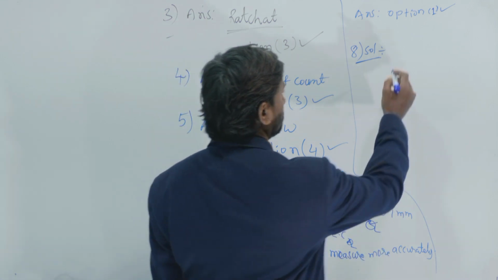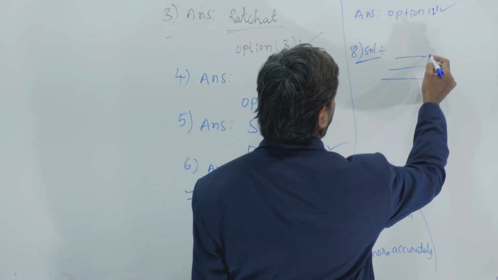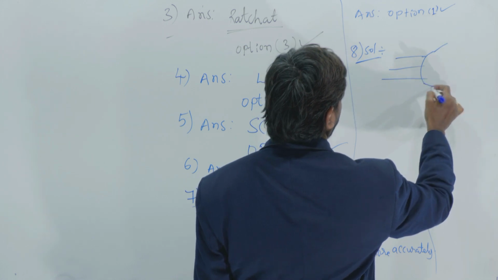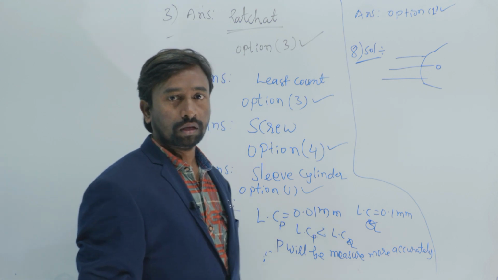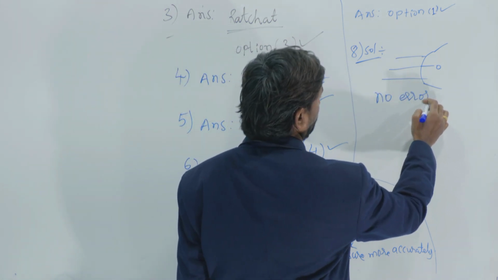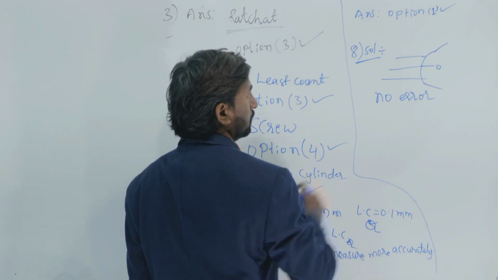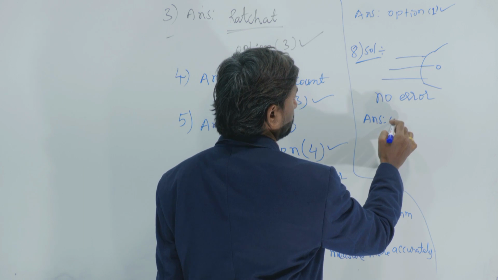Okay. So this is the baseline of the pitch scale, and here we have the zero of the screw gauge circular scale. These two coincide, then we can say there is no error. This is no zero error. Both should coincide there. Now we can write the answer here. Answer option.